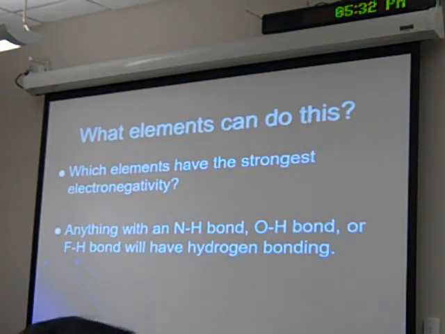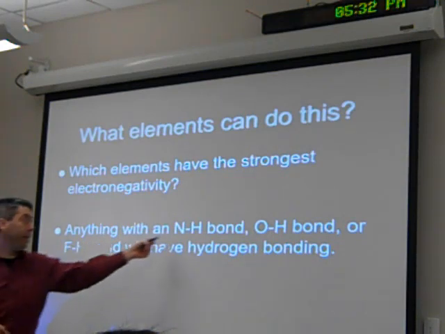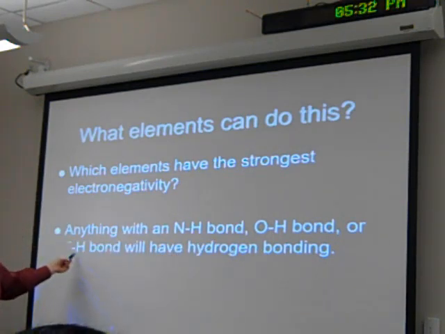Like I said, with hydrogen bonding, there's only three different atoms that, when they're bonded to hydrogen, can allow you to have hydrogen bonding, and that's NH, OH, or FH. So nitrogen, oxygen, or fluorine.